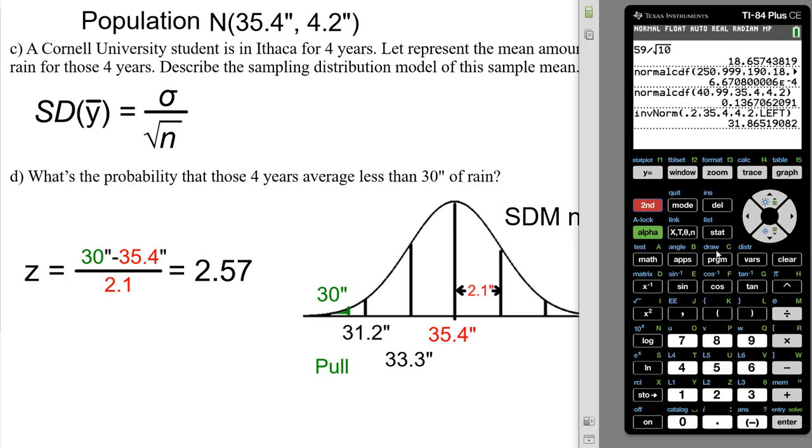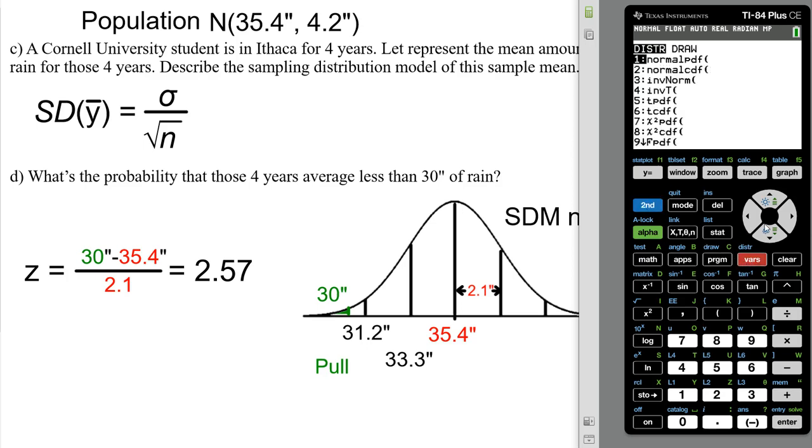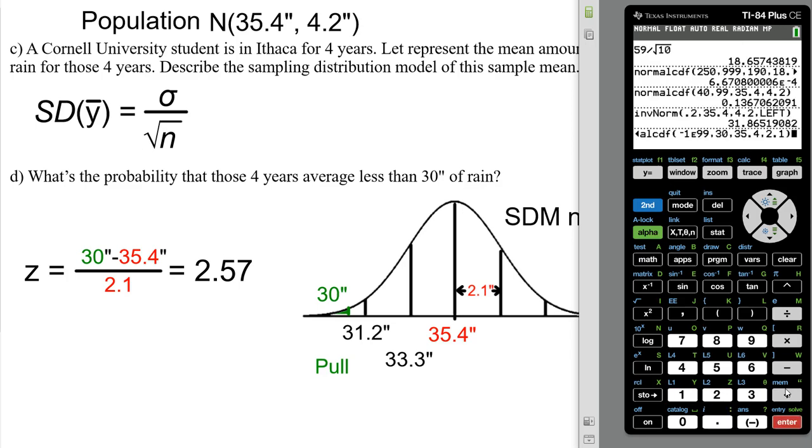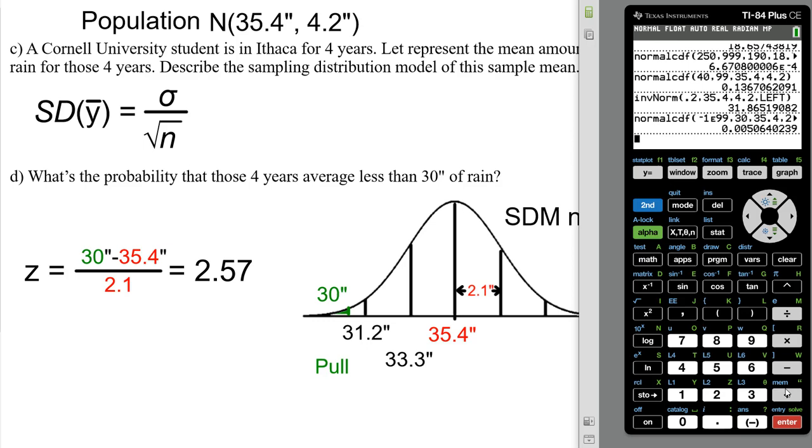So we're going to go to 2nd VARS. I'm going to arrow down to normalcdf. Our lower limit in this case is going to be negative infinity or 0 inches of rain. You could even do that. We'll just leave it as it is there. Our upper limit is going to be 30 inches of rain, centered at 35.4, which is the same as the population, with a standard deviation half as big, 2.1, which gives us a probability of 0.5%, or 0.005.